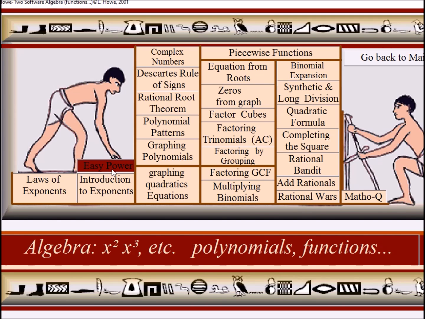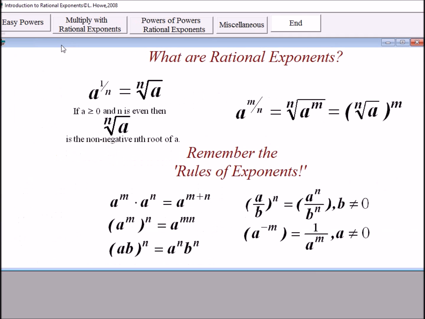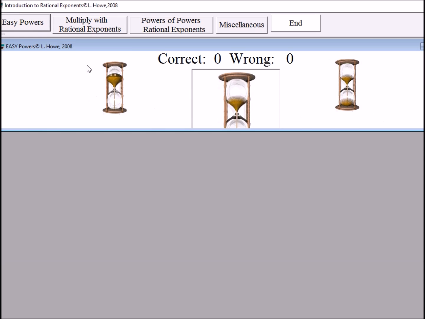I call this Easy Power because there are some problems that can be done mentally much quicker than on the calculator. And a lot of times the evaluations that ask part to be done on a calculator and part without a calculator will rely on the properties of these numbers in Easy Powers to see if you really can do the concepts in your head without a calculator. So let's look at Easy Powers. The problems in this program can be worked without a calculator, in case you didn't get the message. Let's just work some of these.